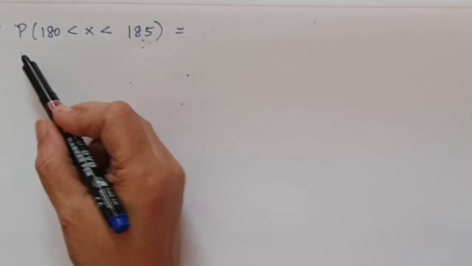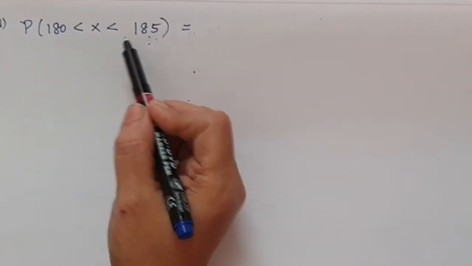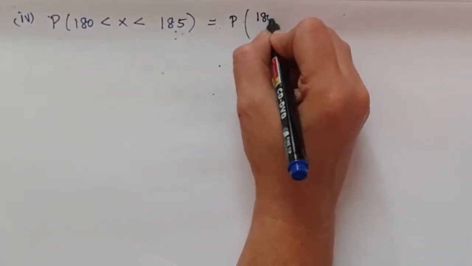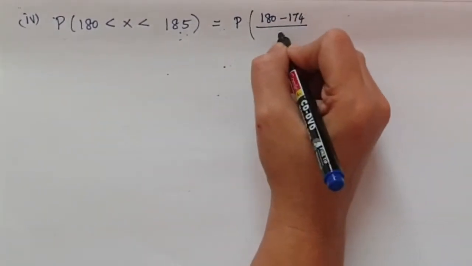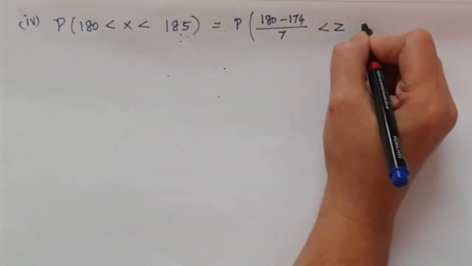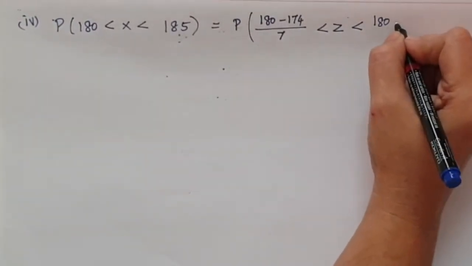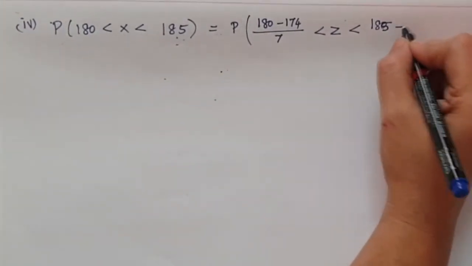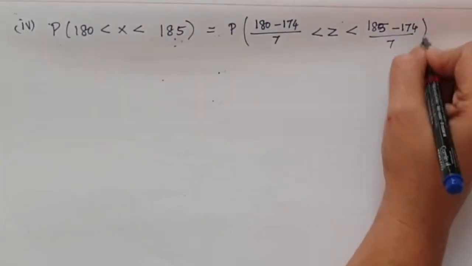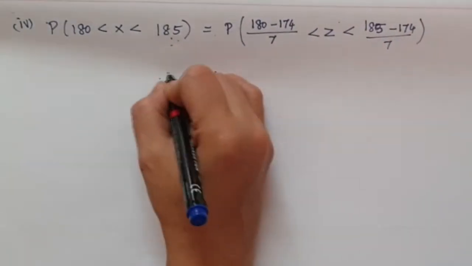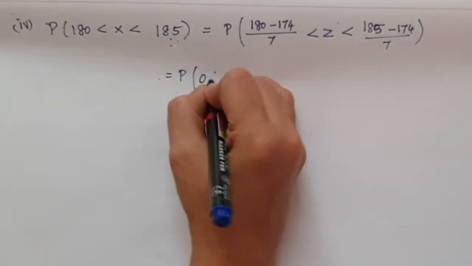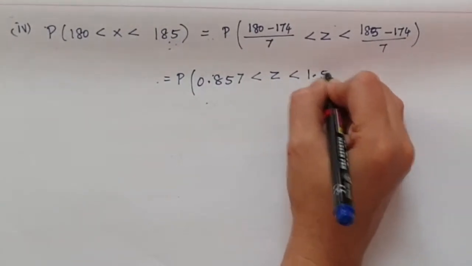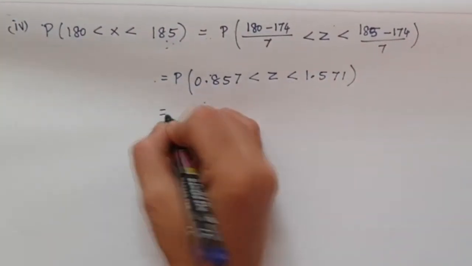Now the fourth part, the probability of 180 less than x less than 185. The first thing is we need to standardize it. We have 180 minus 174, that is x minus mu, over sigma, which is 7, less than z less than 185 minus 174 over 7. When we simplify this, we get the probability of 0.857 less than z less than 1.571.